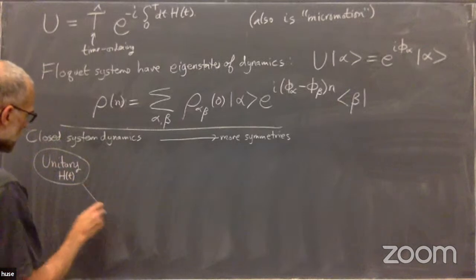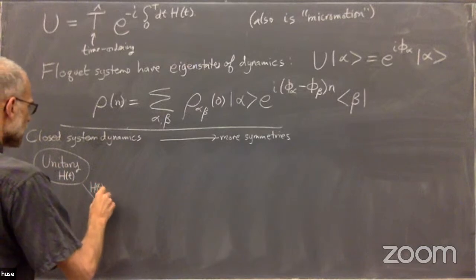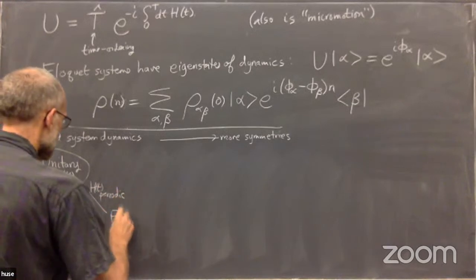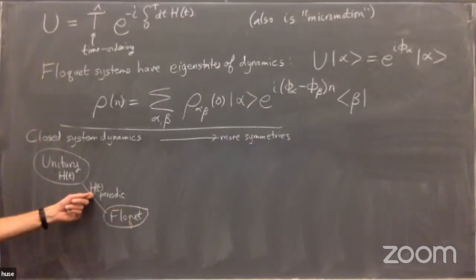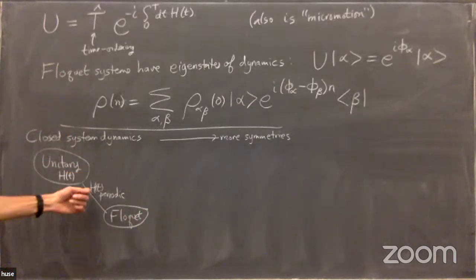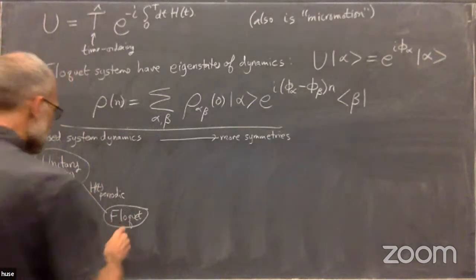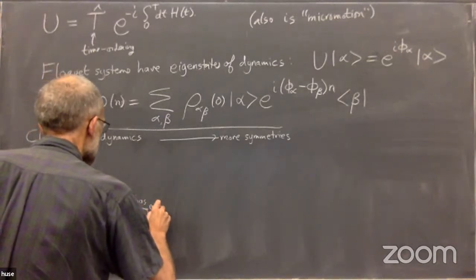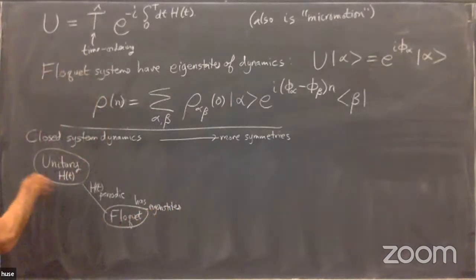Okay, and then we can make H of t periodic. That gives us a Floquet system. So this is a symmetry under translating in time by one period. That makes a Floquet system. And this now has eigenstates. Well, this really doesn't have time-independent eigenstates because the Hamiltonian keeps changing.